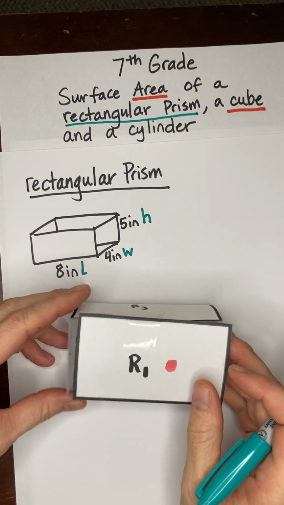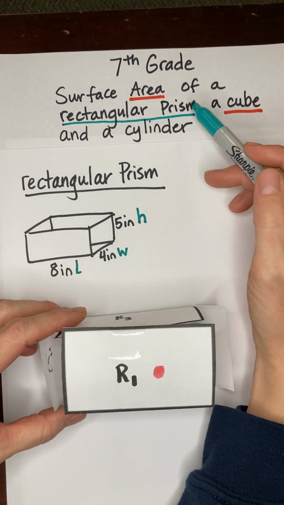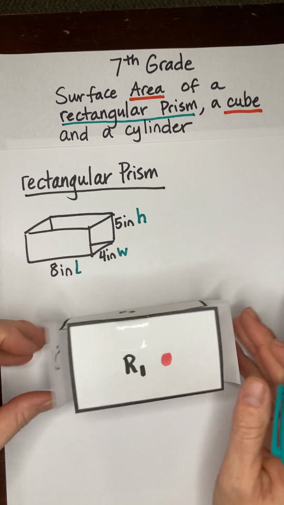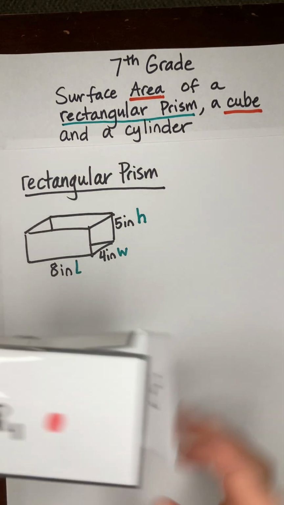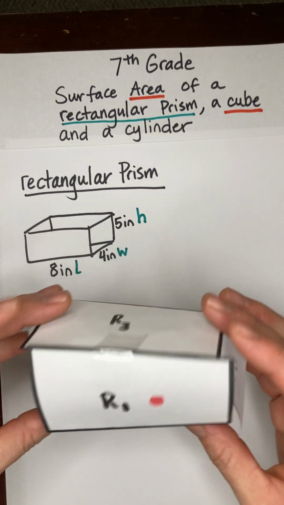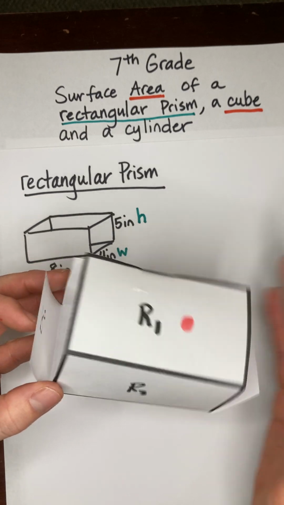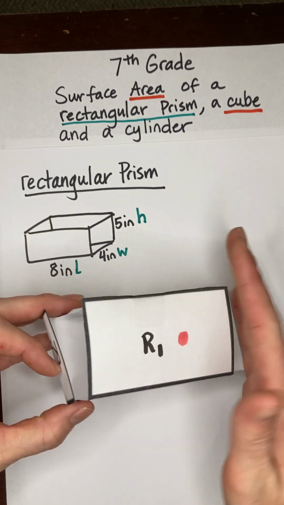All right, for this one, we're going to move on to a rectangular prism looking at the surface area. Okay, surface area is not volume. It is area, which is two-dimensional. I know, how can that be with a 3D shape? Well, it's actually the area on the surface all the way around the shape.